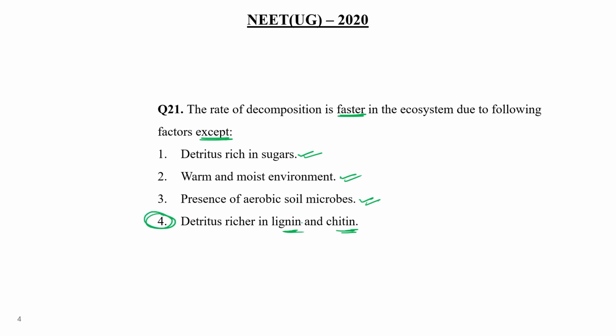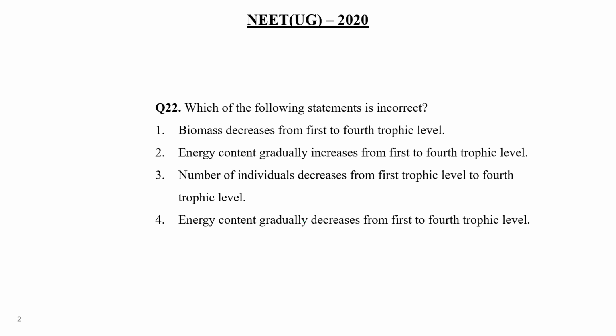Clear? Now next question number 22. Which of the following statements is incorrect? Again we have to choose the incorrect statement. Biomass decreases from first to fourth trophic level. Energy, generally, this is the general statement. Energy content gradually increases from first to fourth level. Number of individuals decreases from first to fourth level.